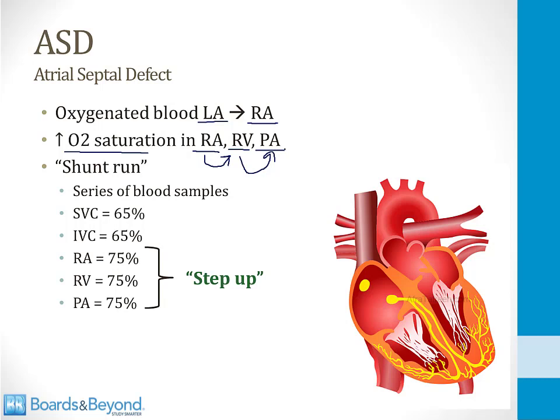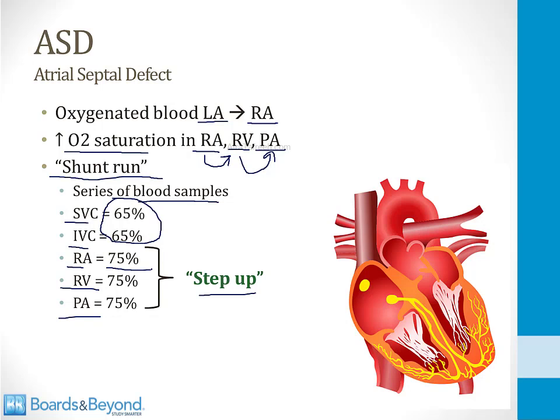You can detect this increase in oxygen saturation by doing something called a shunt run. This is where a series of blood samples is taken from different vessels and chambers of the heart. So for example, in a shunt run, you can sample the blood and measure the oxygen saturation in the SVC, IVC, right atrium, right ventricle, and pulmonary artery. In the case of an ASD, what you will see is a step up when you take a blood sample in the right atrium. Notice that in the vena cava, the oxygen saturation is about 65%, but it increases to 75% in the right atrium.